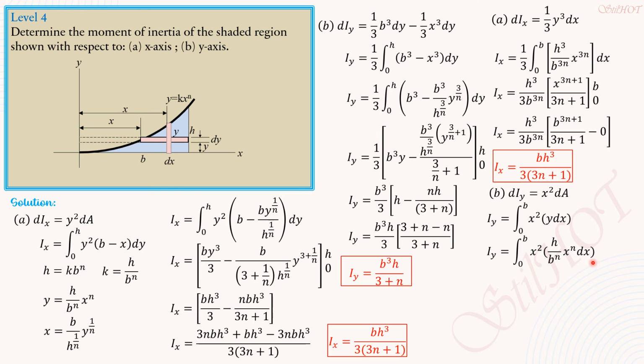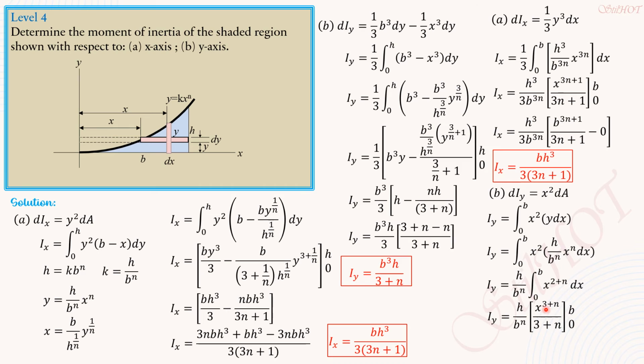then dx. So this is constant, h over b to the n, and x squared times x to the n is x to the 2 plus n. The integral of x to the 2 plus n is x to the 3 plus n over 3 plus n. So it is now clear. So Iy is h over b to the n, x to the 3 plus n over 3 plus n from 0 to b. So we have, when we substitute the upper limit, this is b cubed times b to the n. So we can cancel b to the n. What remains here is b cubed, then times h over 3 plus n.